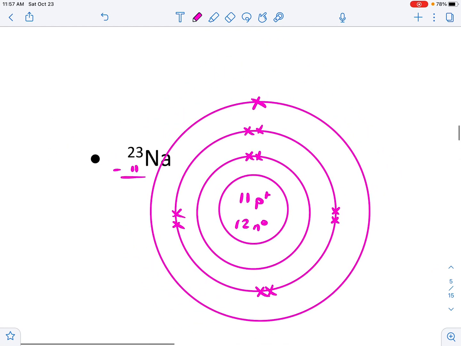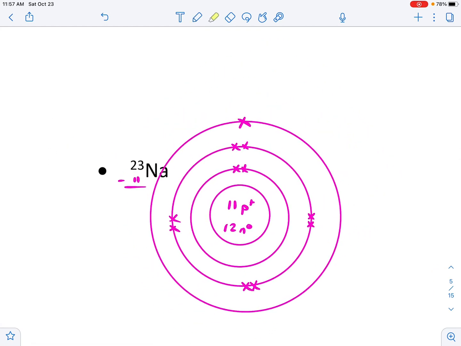And maybe shrink this down a little bit. That one is our valence electron. So this one right here is our valence electron. And that's how we're going to do it.